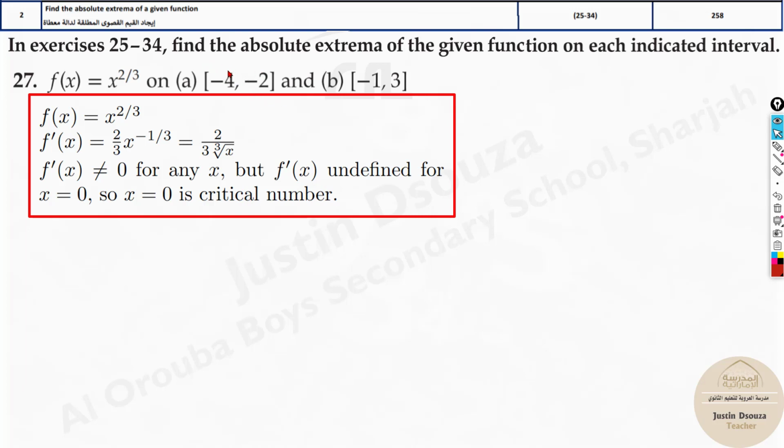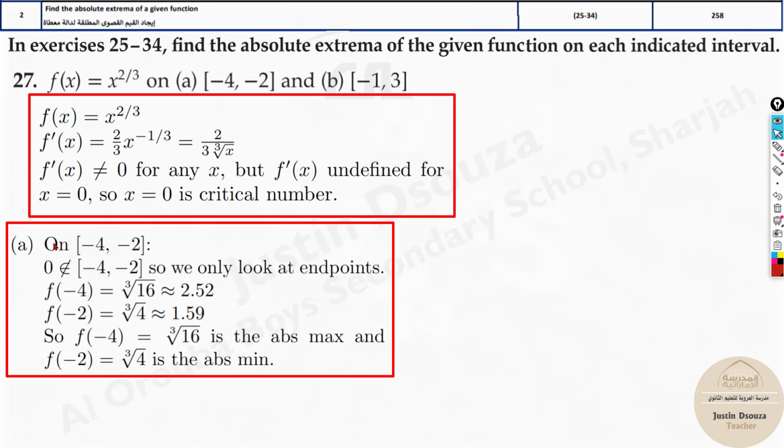And then for the first one, we have to take these two intervals. But does 0 fall within this? No. So we just take -4 and -2 for the part A. See, it's only -4 and -2. Why? Because 0 doesn't belong here, right? Since it's not writing, you don't need to write all that. Just derive it. You will understand critical number is 0. Leave that. Just substitute -4 over here instead of x and put -2 instead of x and get the values. See which is maximum, which is minimum.